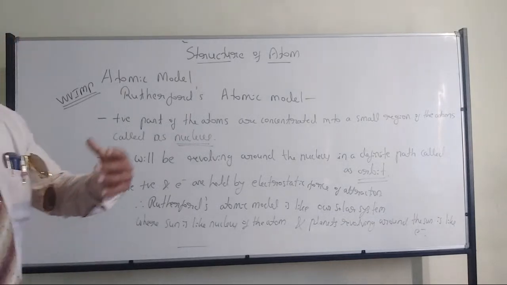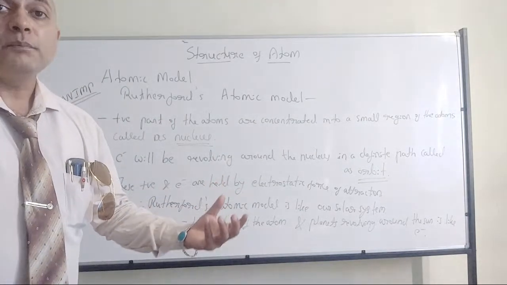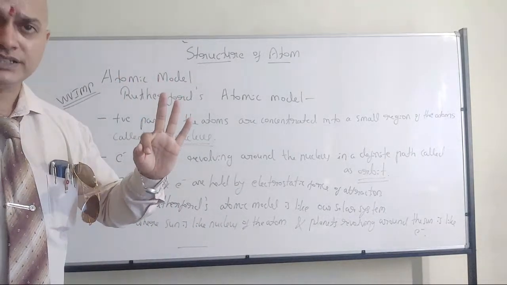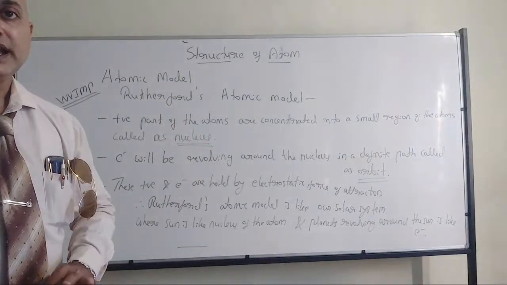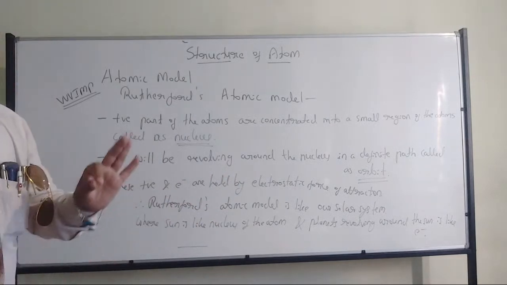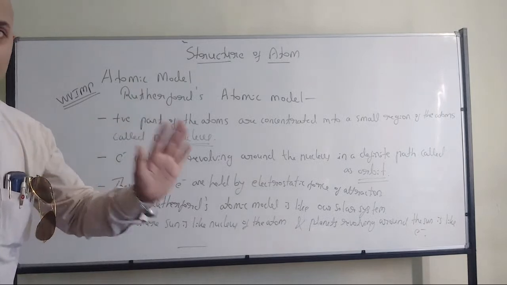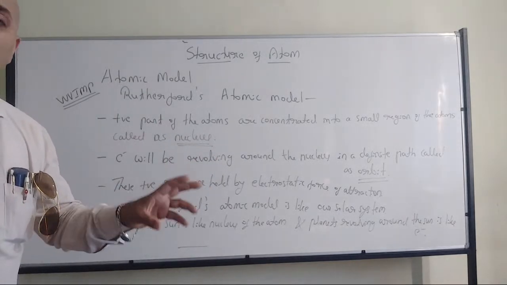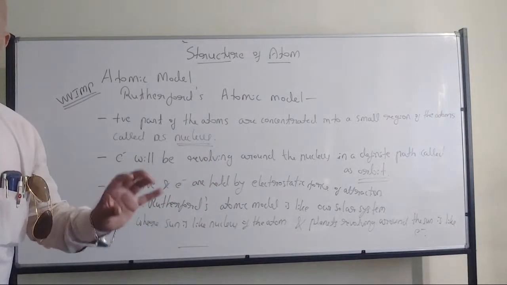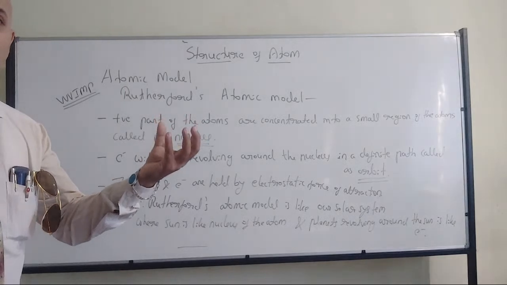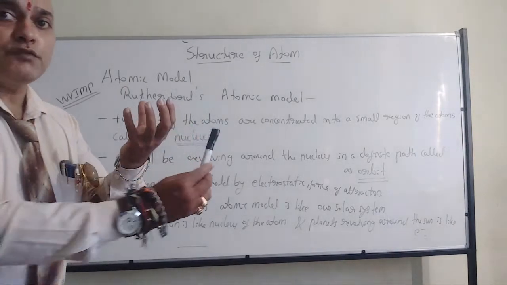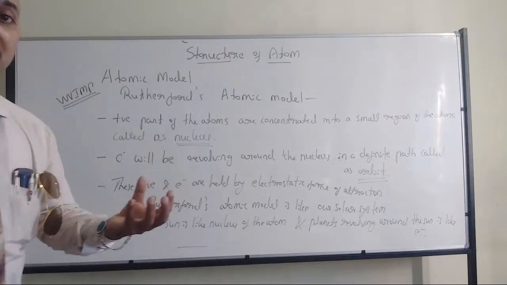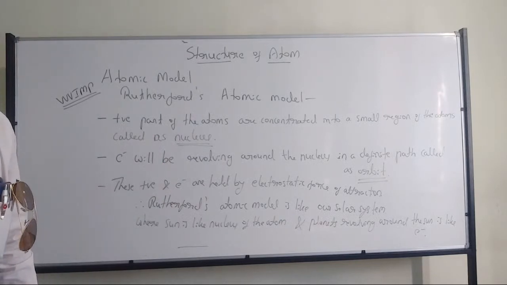And the last one is, this positive and negative part will be held together by the electrostatic force of attraction. That should be the 3 points or 3 postulates for Rutherford's atomic model. And at the end, one sentence should be written that Rutherford's atomic model is compared to the solar system, where the nucleus of an atom is taken by the sun and the electrons of the atom are taken by the planets. Even in the solar system we have the sun, which is static, meaning it is not moving, present in the center, and it is revolved around by the planets. Same logic, we have the nucleus and electrons will be revolving around the nucleus. So that's why it is compared to our solar system.